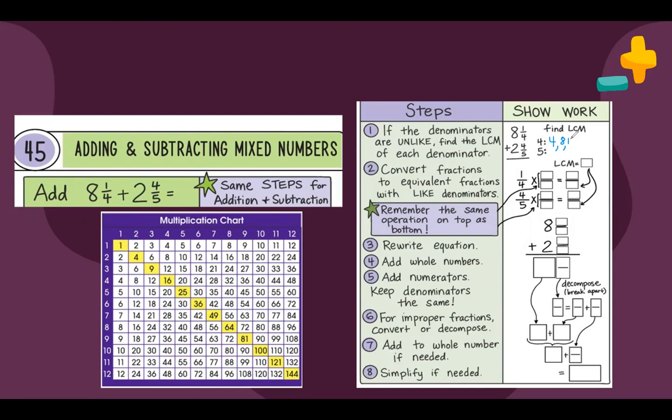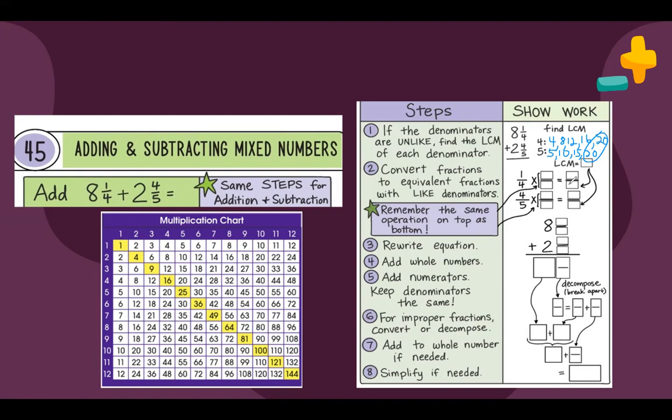We have 12. Nothing so far. 16. And we have 20. And 20 looks like it's going to be a common multiple of 5, because if we do 5, 10, 15, and then 20. Now you should be writing this down in your notes as we go. And 20 becomes our common denominator.